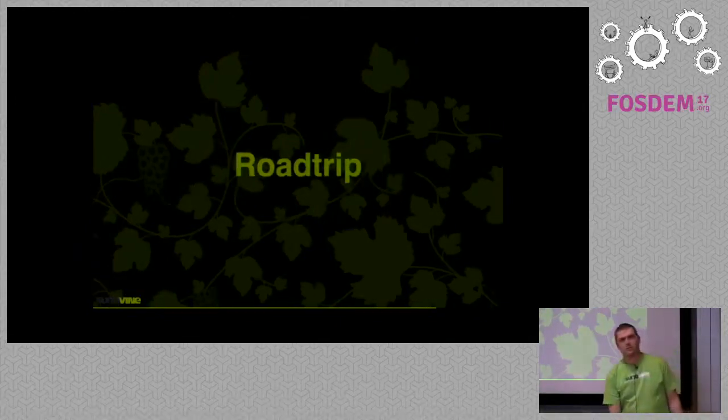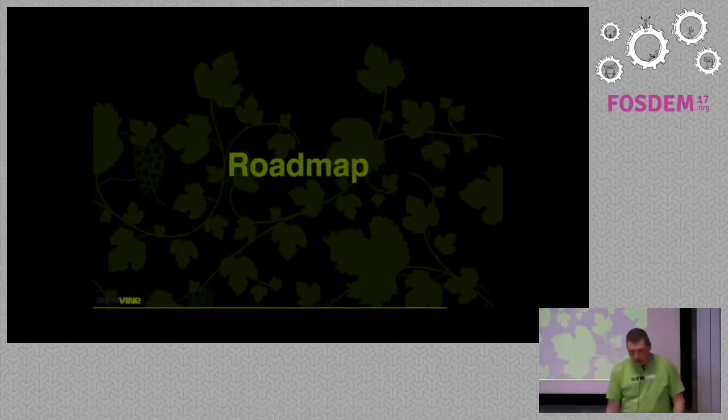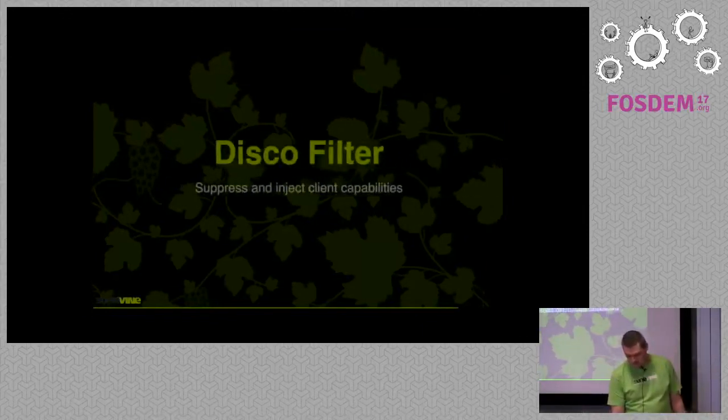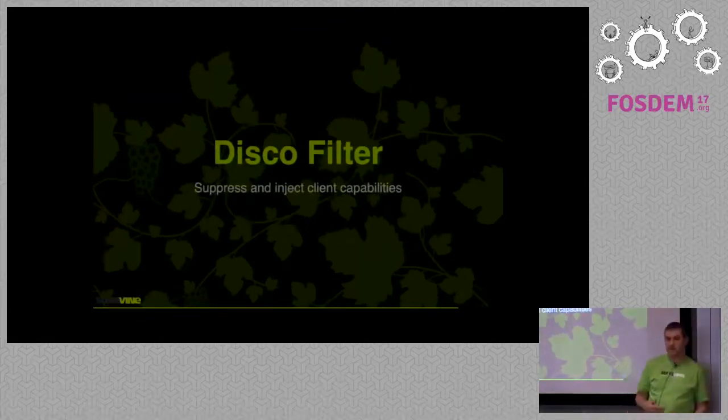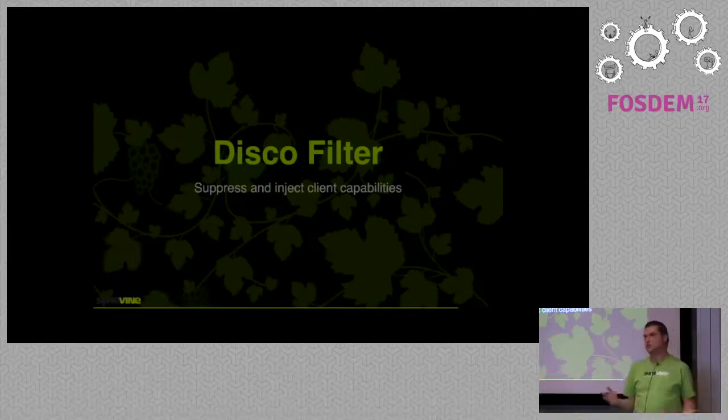So, what's on the roadmap? We've got the functionality, so what else can we do? We could actually suppress, maybe inject client capabilities, which seems like a useful trick to be able to do. So instead of merely blocking, say, file transfer traffic, if you don't want to allow that across your perimeter, we might start saying, well, actually, this client can't even do file transfer, don't offer it, which improves the user experience instead of simply blocking traffic.